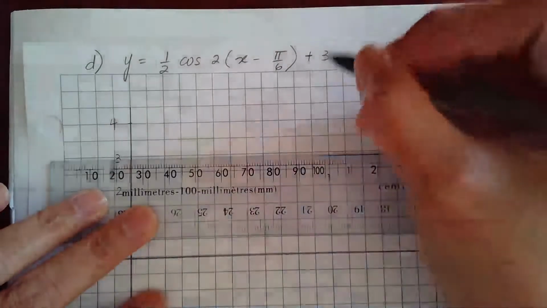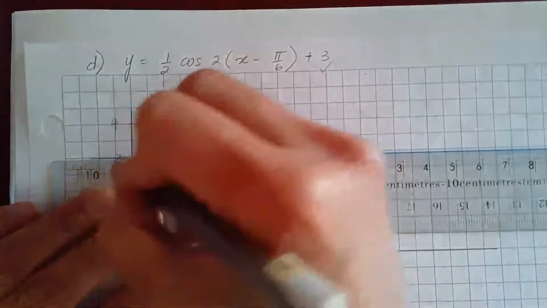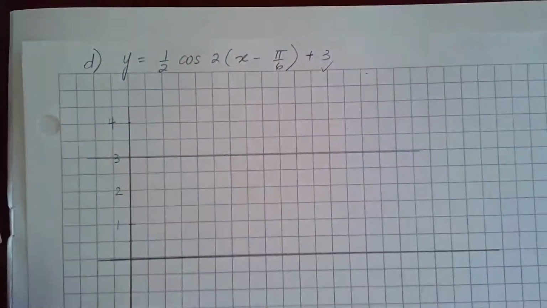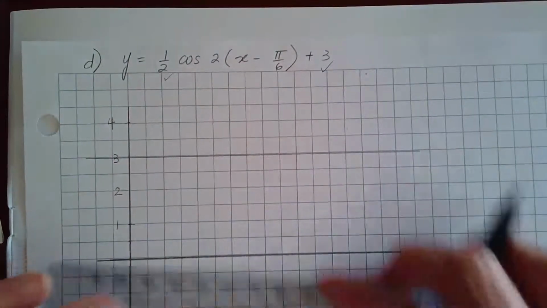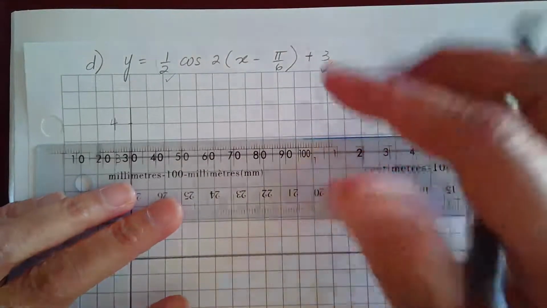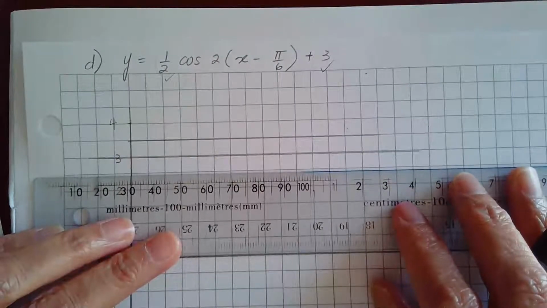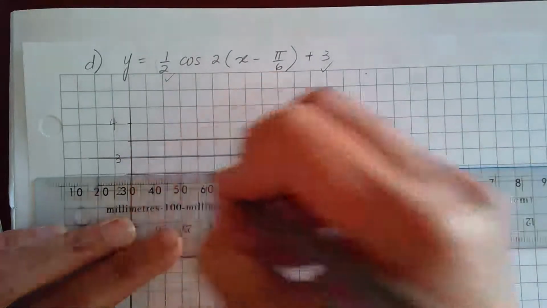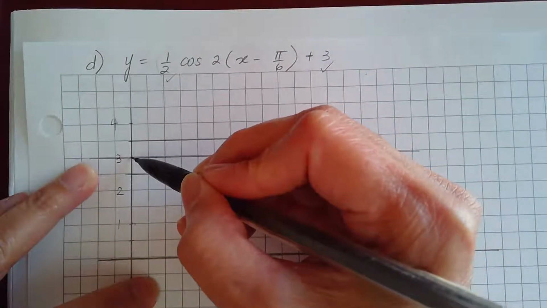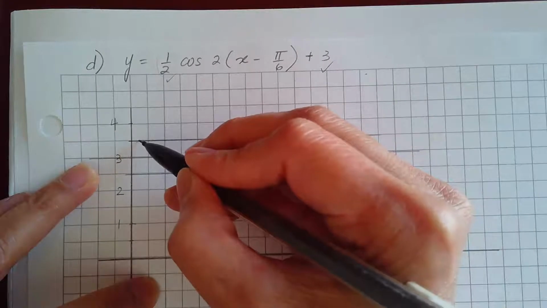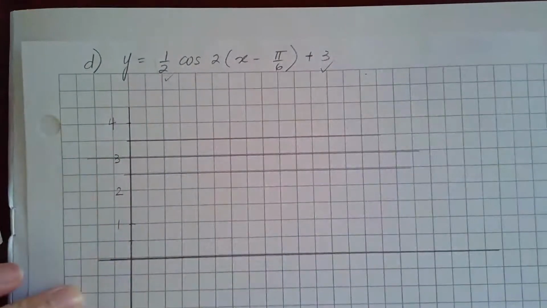So I'm starting off with the median at 3. So I know median is 3. And then my amplitude is 1/2. So that means I need to go up 1/2 and I need to go down 1/2. Okay, so that's where my graph is going to be. From 3 as our median line, I need to go up a half, so that's going to take me to 3.5, and then go down a half, that's going to give me a 2.5.